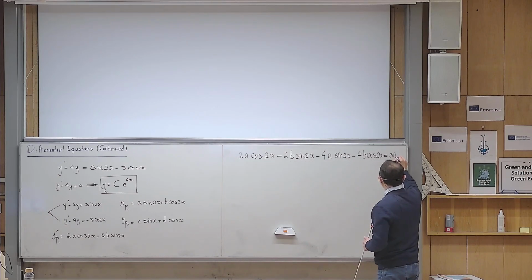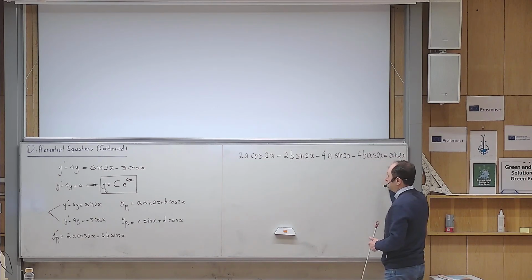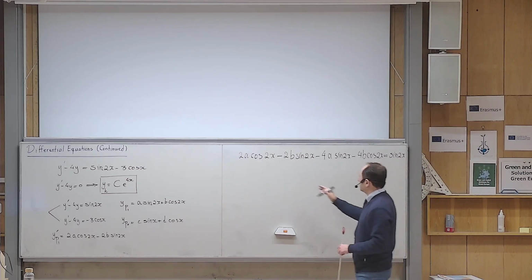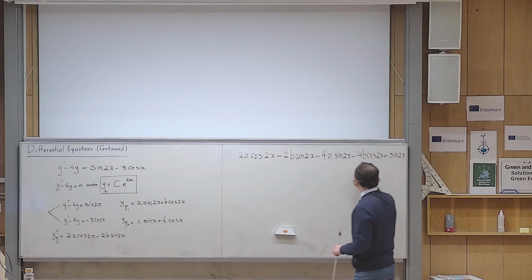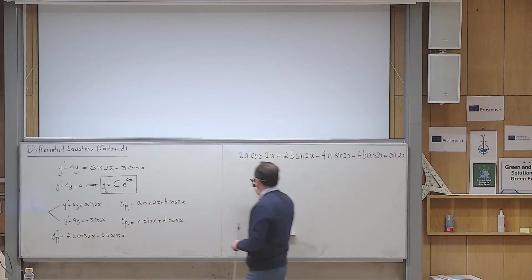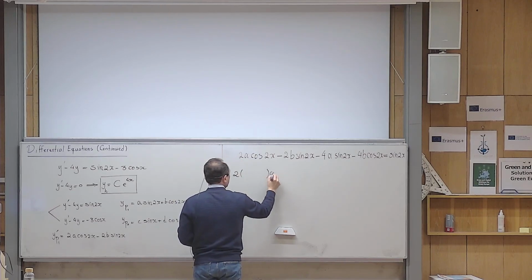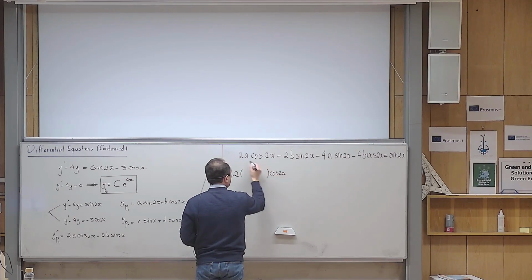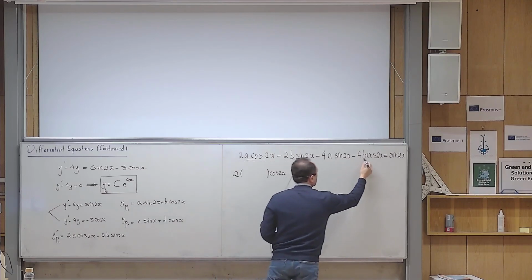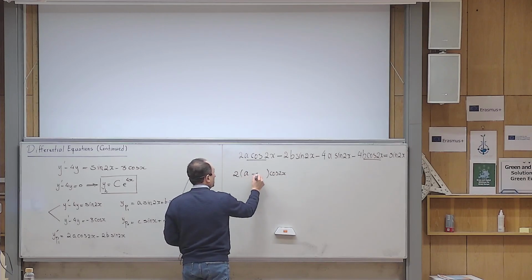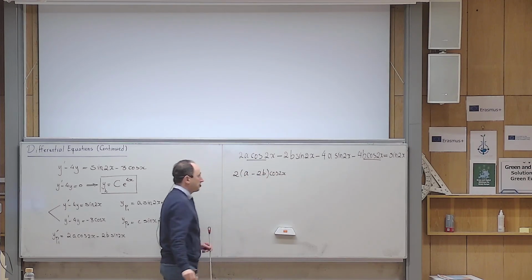In order to be able to compare, we collect similar terms. For example, here I have a cosine 2x and a cosine 2x there. If you want, I can factor a 2 from the left and a cosine 2x from the right between these two terms, this one and the last one. So what happens? This becomes a minus 2b, yes?